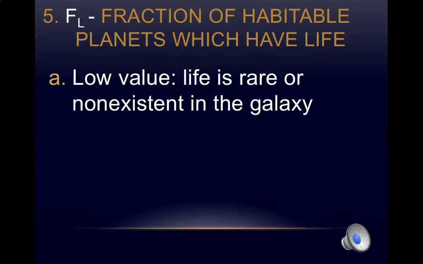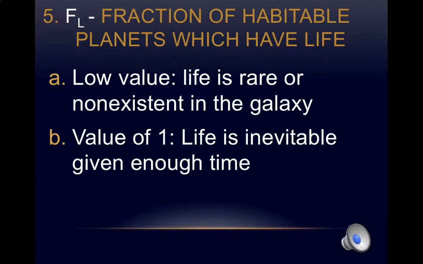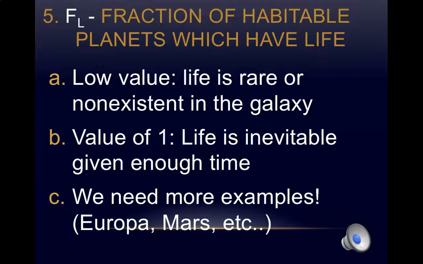If this value turns out to be low, if life is very rare, then we're just not going to find it out there. Or if it turns out that anytime you have the right conditions, you're going to evolve life, well, that's going to be quite helpful in our search for life. And the problem is we only have one example of life, and that's life on Earth. This is why finding life in those places I mentioned in the last lecture, Mars and Europa and Enceladus, if we could find just one other example of life, it would help us so much with this term.